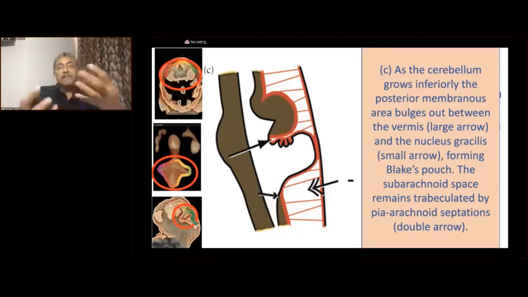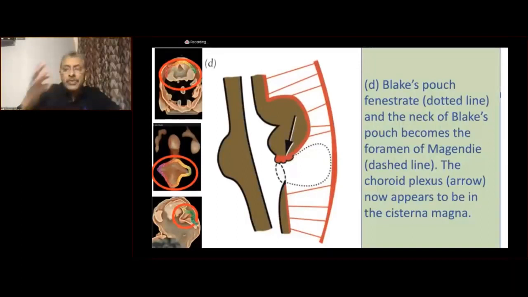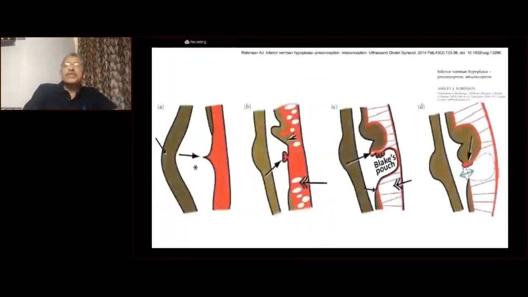When that Blake's pouch goes there, it fenestrates later on, during the 8th, 9th, or 12th week, or occasionally it may be delayed till mid-second trimester. And from that fenestration or perforation, the foramen of Magendie is going to form. This is one very beautiful article which Ashley Robinson has written. She has given a crystal clear idea about how your posterior vermian development is going to happen.